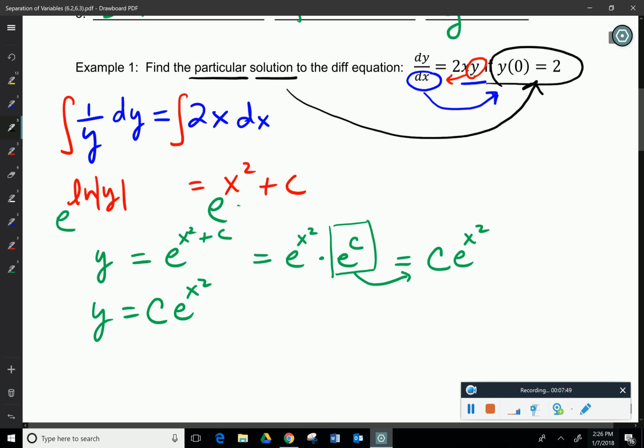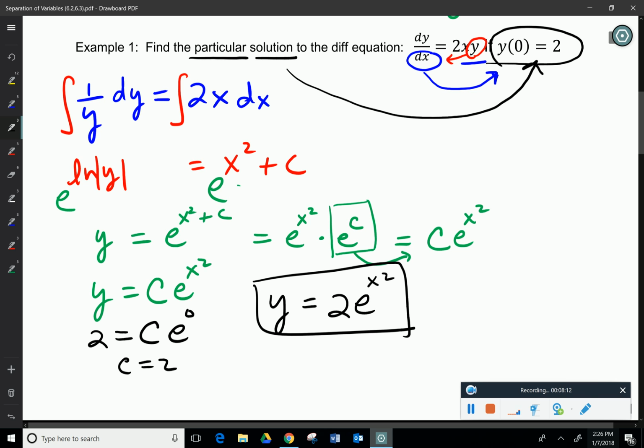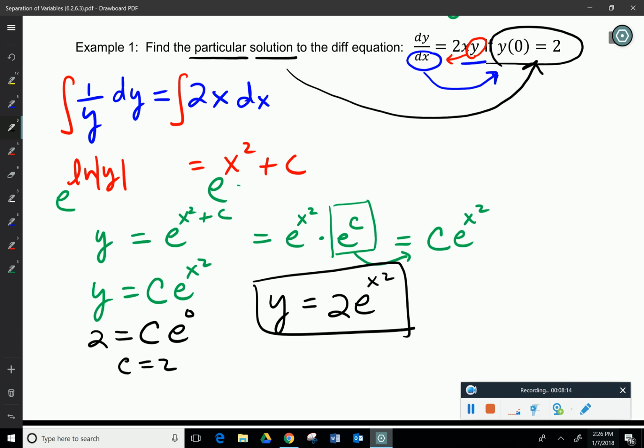So I'm going to have 2 equals c e to the 0. And since e to the 0 is 1, that means c equals 2. So the answer that they're looking for, the original function, is y equals 2 in place of c, e to the x squared. So this is the particular solution that actually has (0, 2) on the curve.